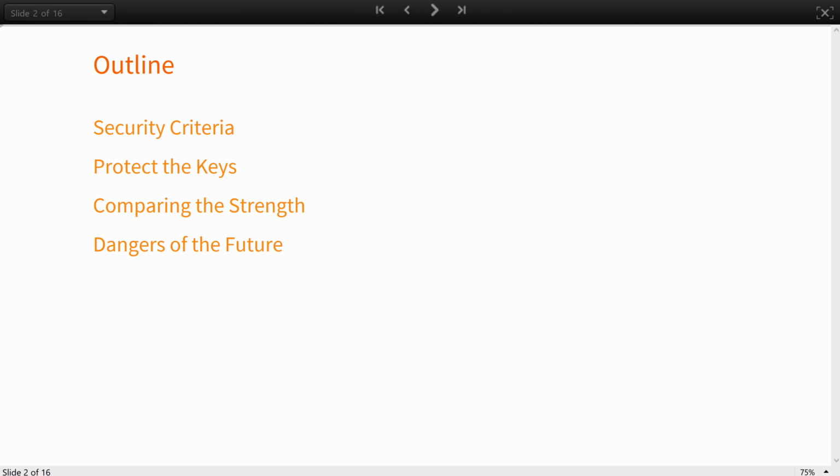This lesson will discuss the security criteria and requirements in cryptographic algorithms, emphasize the importance of proper key management, provide a framework to compare the security strengths of different algorithms, discuss the future challenges of the field, and at last recommend literature for those who wish to discover more about this fascinating field of cryptography.